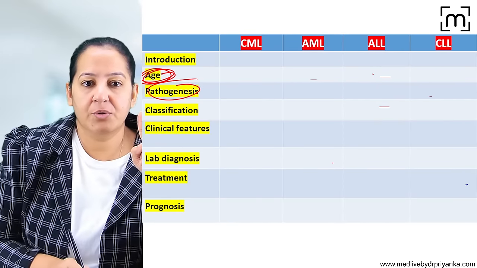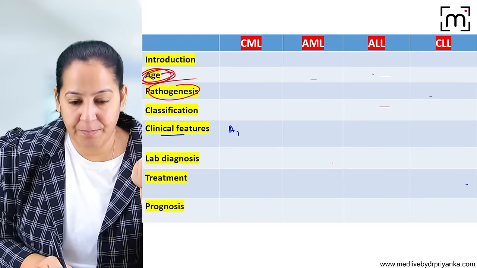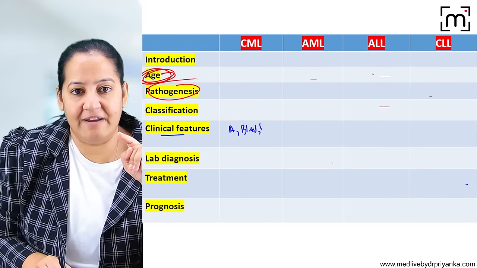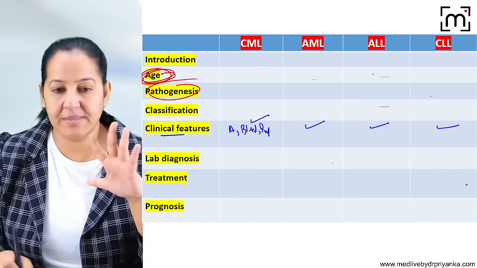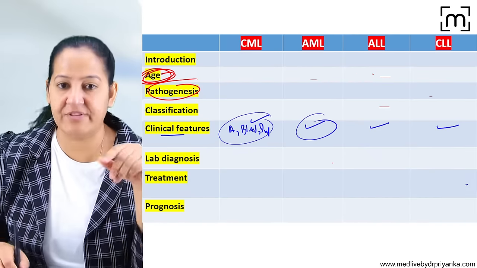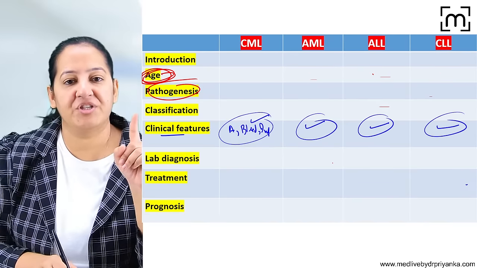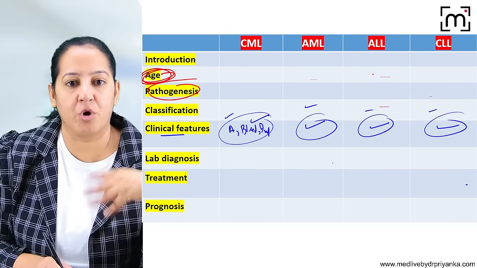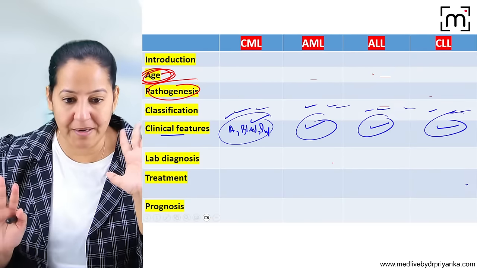Anyways, so here, clinical features. Anemia, thrombocytopenia, that is bleeding disorders, and infection occur here also, because here the cells are replacing everything. Here myeloblasts are replacing everything. Here lymphoblasts are replacing everything. And here lymphocytes are replacing everything. That's why the patient has anemia in all four. The patient has thrombocytopenia in all four. The patient has infection in all four. So this is common in all four.